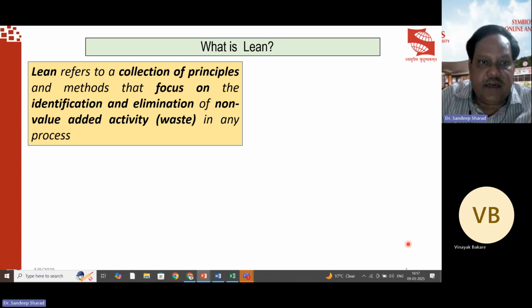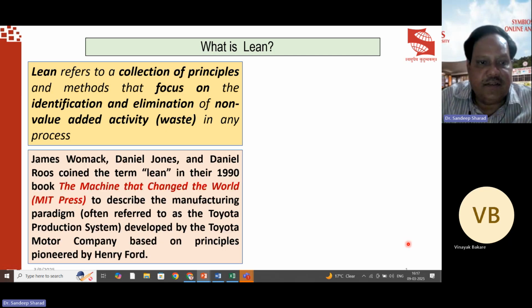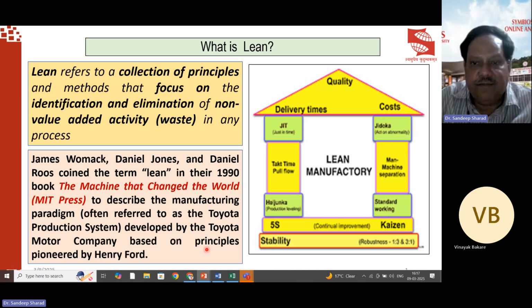What is lean? Lean refers to a collection of principles and methods that focuses on the identification and elimination of non-value-added activities in any process. James Womack and Daniel Jones coined the term lean in their 1990 book, The Machine That Changed the World, MIT Press, to describe the manufacturing paradigm often referred to as the Toyota Production System, developed by the Toyota Motor Company based on the principles pioneered by Henry Ford.